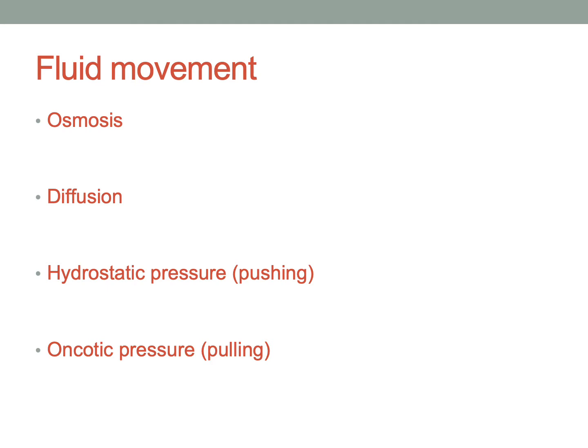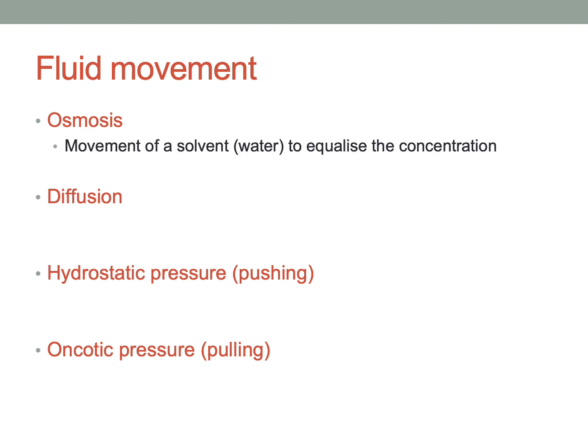In order to understand fluid balance, we need to understand fluid movement. Osmosis is the movement of water from an area where water concentration is high to an area where it is low to establish an equilibrium. When the concentration of a molecule is high, we have high osmosis or osmolarity, and fluid will move to try and equalise this.